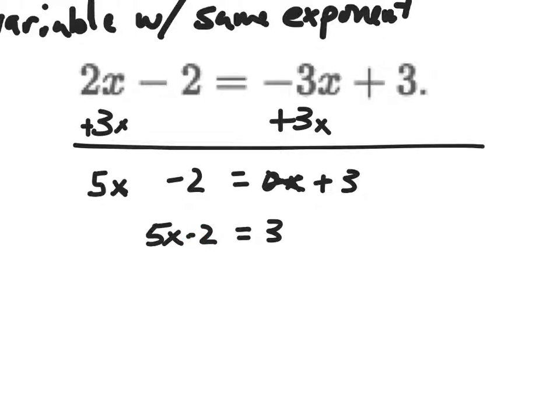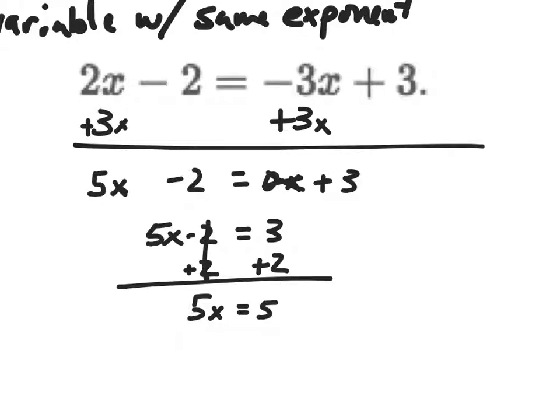All right, and so now I'm just going to subtract the 2 from both sides. I'm sorry, I'm already subtracting 2. I want to do the opposite of subtracting 2, which is add 2 to both sides. And the negative 2 plus 2 adds to 0. Okay, and then we get 5x left over, and that's equal to positive 5.